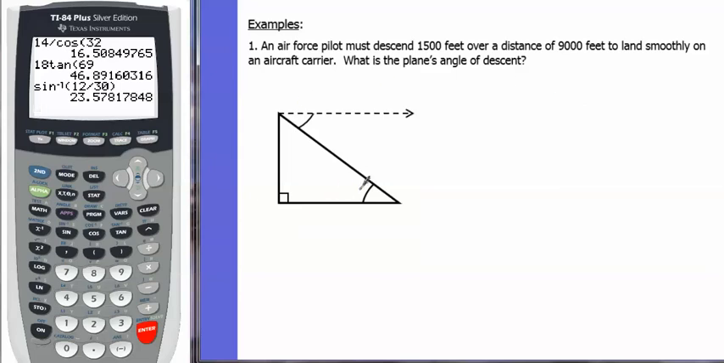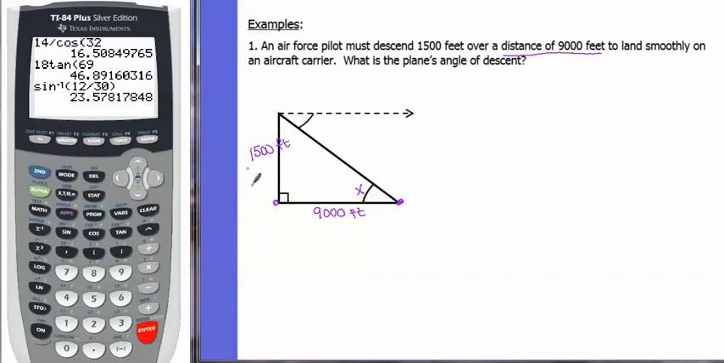So like I said before, we're always going to be putting our angle at the same spot. So now we got to figure out what all this stuff means. So over a distance of 9,000 feet is what we're looking at. So where does that 9,000 go in respect to a plane and what's going on? I'm going to put it here because it's a distance of 9,000 feet. Now it's descending, he's going down 1,500 feet. That tells me he's going to be going down 1,500 feet.